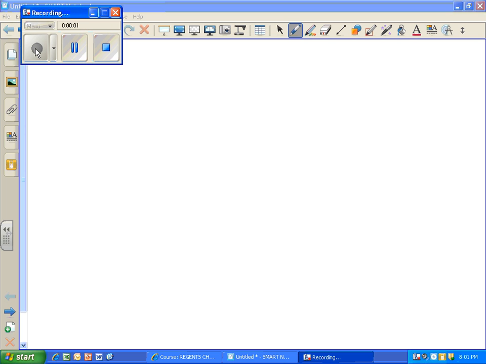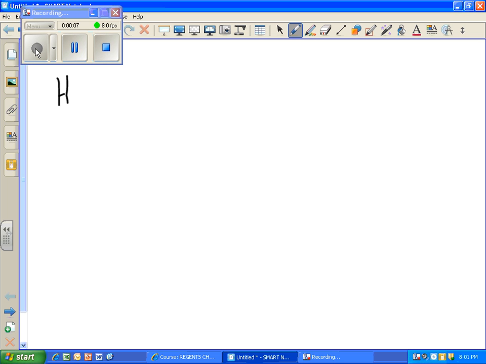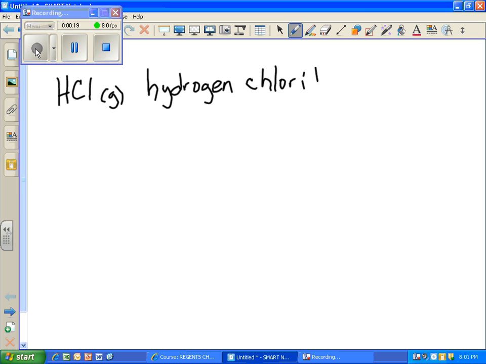Okay, this is the last of the packets. This is naming acids. Acids generally start with H. Now, if you saw HCl with a G for gas, you would name this the way you've been naming everything, hydrogen chloride. But if you saw HCl with an AQ for aqueous, remember aqueous means dissolved in water, that means it is now an acid.